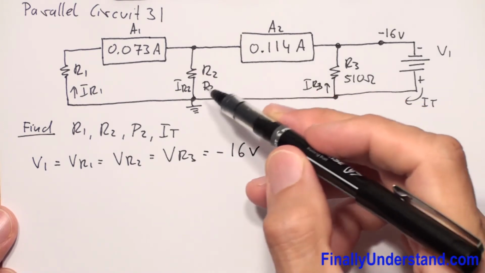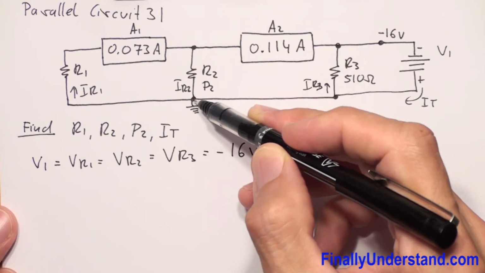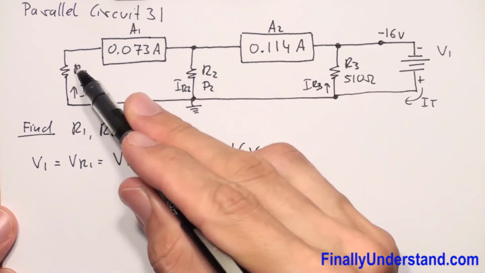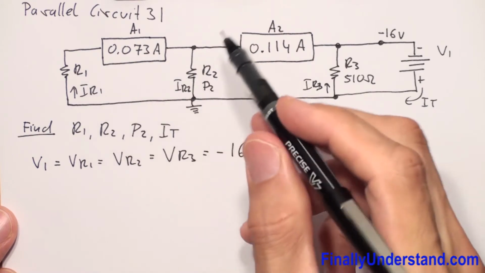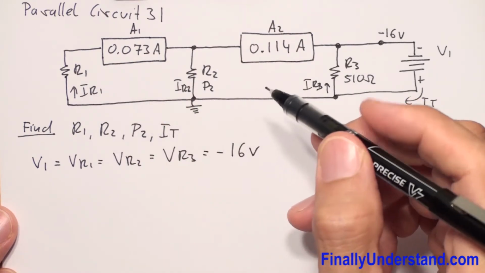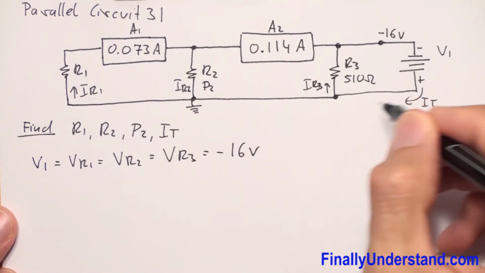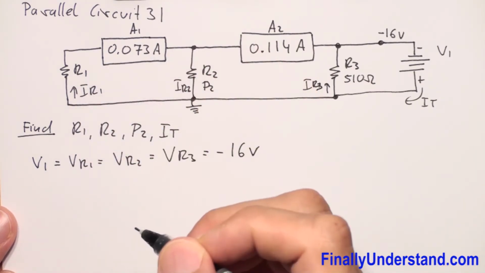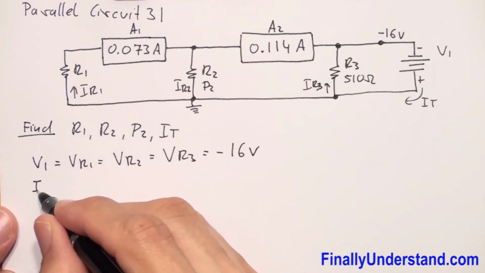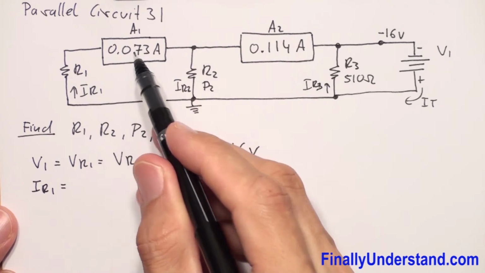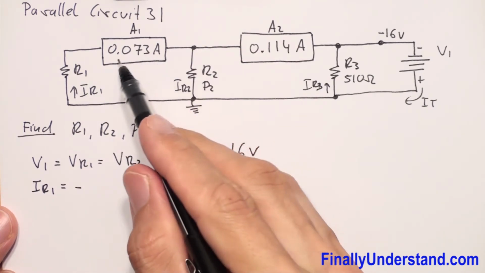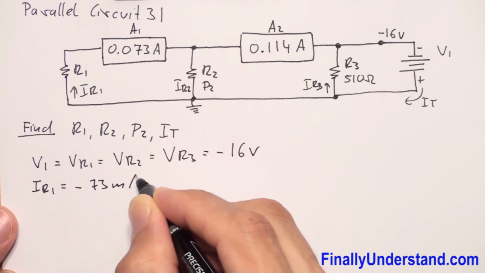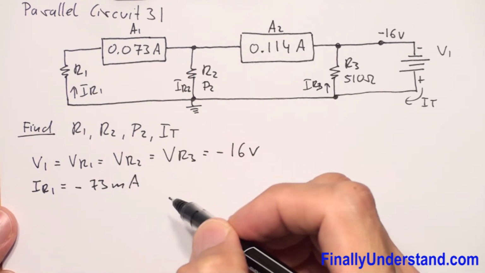Okay, now because in this circuit current is going to go from the ground up, it's going to go in the opposite direction than we used to have, so we're going to say that the current is negative, because current is going to go this way. So my IR1 is equal to negative 0.073 amps, which is negative 73 milliamps.